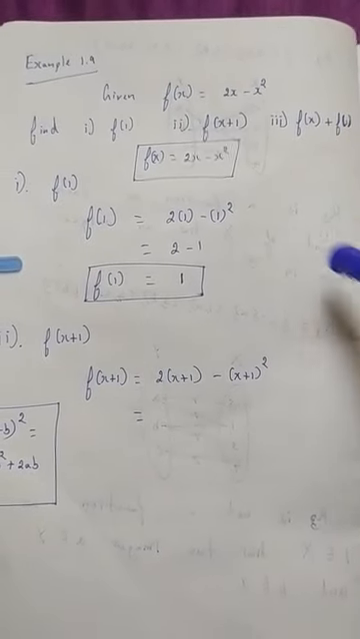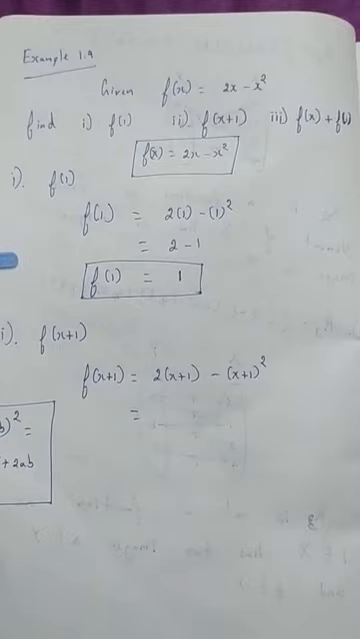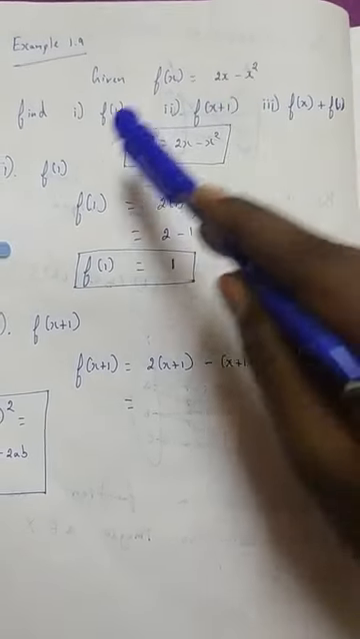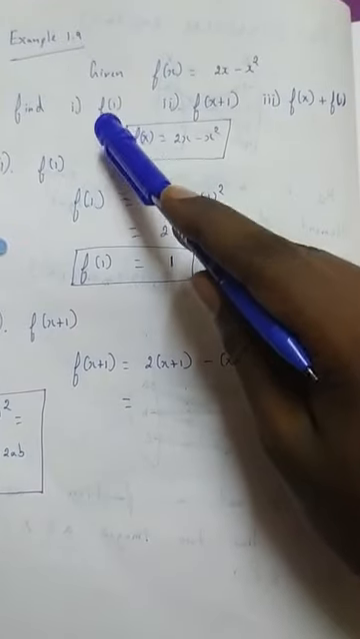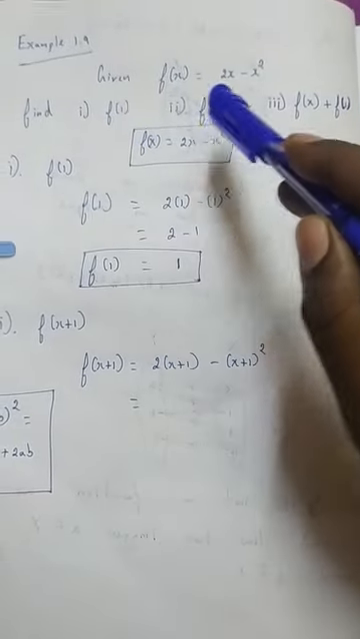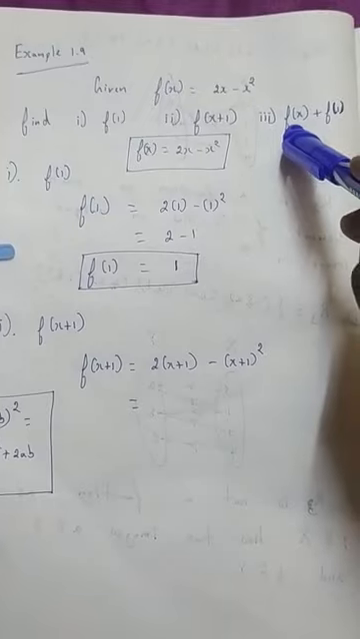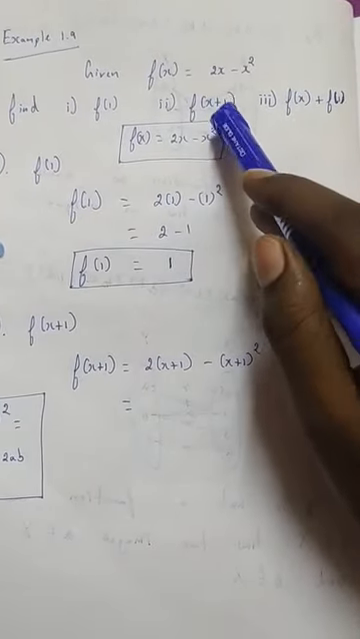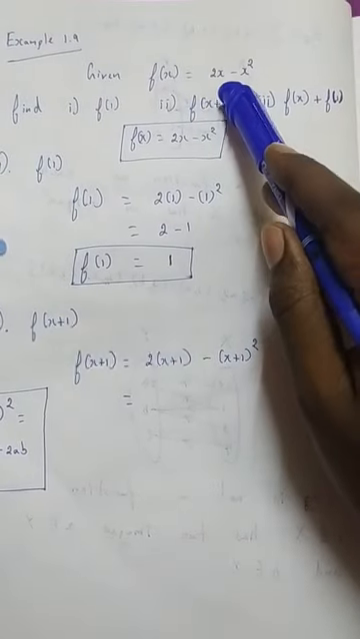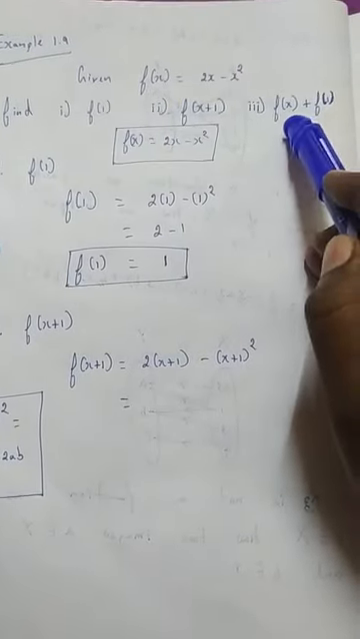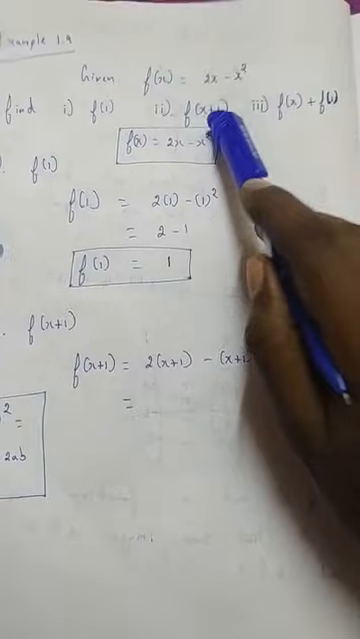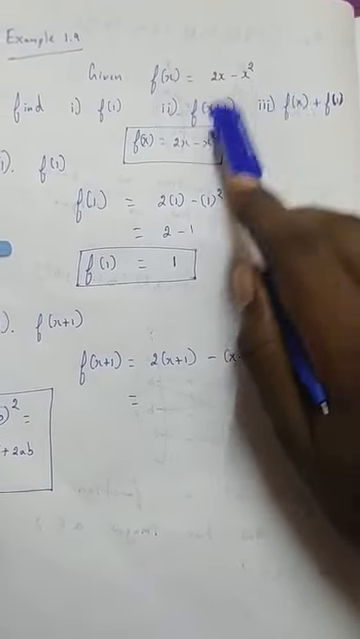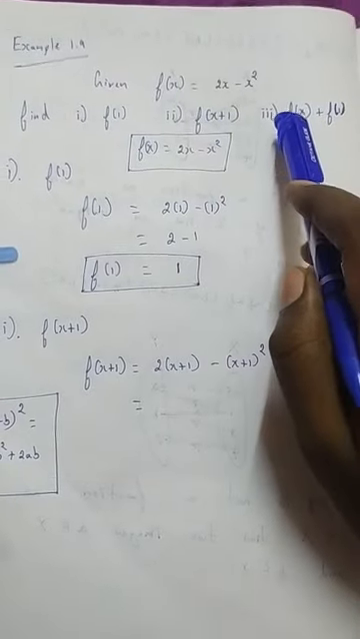Hello students, example 1.9. Given f of x is equal to 2x minus x square, find, we have three subdivisions here: f of 1, f of x plus 1, f of x plus f of 1. First of all, you have to clearly understand f of x plus 1 is not equal to f of x plus f of 1. These two are different. We have to separately find out the answers for these two subdivisions.